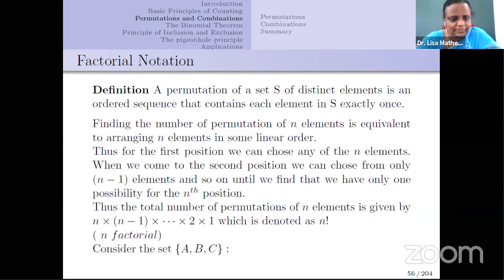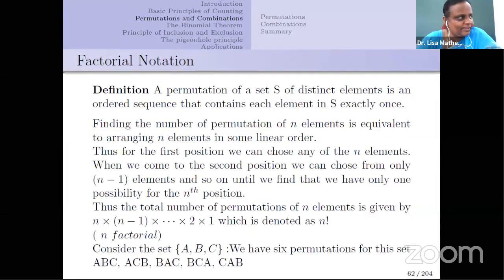Now let me illustrate that with an example. Consider the set ABC. Now what are the possible permutations here? I can have ABC itself, then I can have ACB, BAC, BCA, CAB, CBA. 6 different arrangements of these 3 symbols.